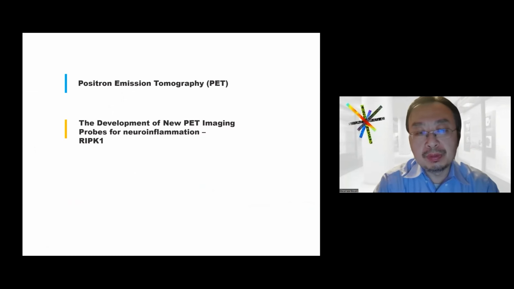So I will briefly talk about what PET is, and then I will show an example from my recent publication about how to find a new probe for RIPK1, which is a process in neuroinflammation.